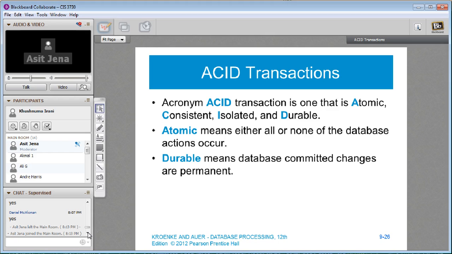The atomic, consistent, isolated, and durable properties introduce why databases are important. The transactions are so important for databases.